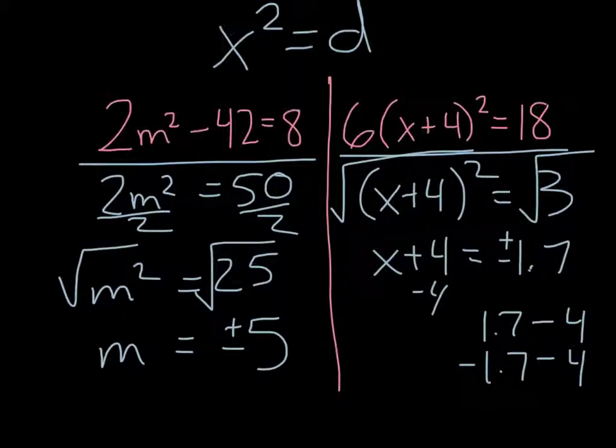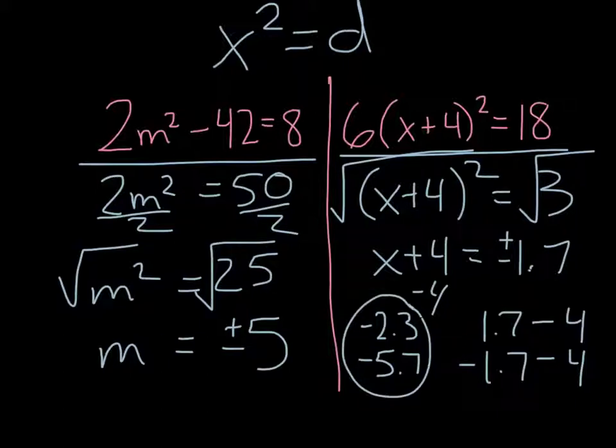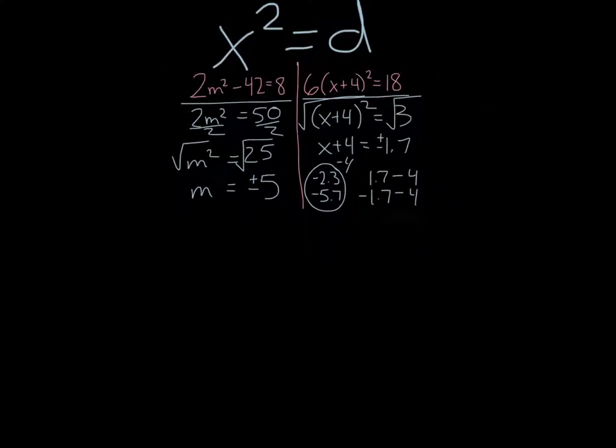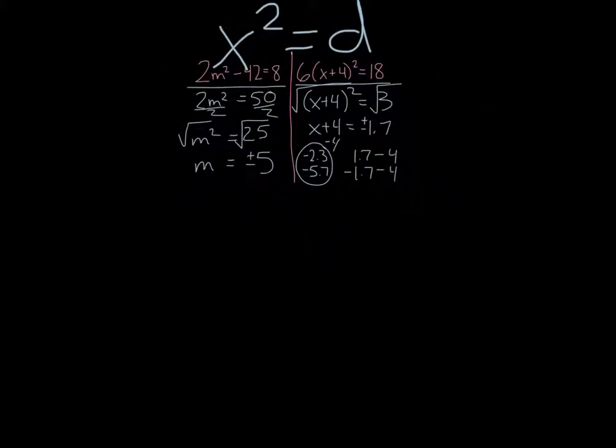So I take 1.7 minus 4, and I get negative 2.3 for the first one. And I take negative 1.7 minus 4, and I get negative 5.7 for the second one. Those are your two zeros. And once again, if we remember what that means, those are the 2 points that the parabola will hit the x-axis, the 2 zeros, at negative 2.3, somewhere roughly in there, and negative 5.7, somewhere roughly over there.